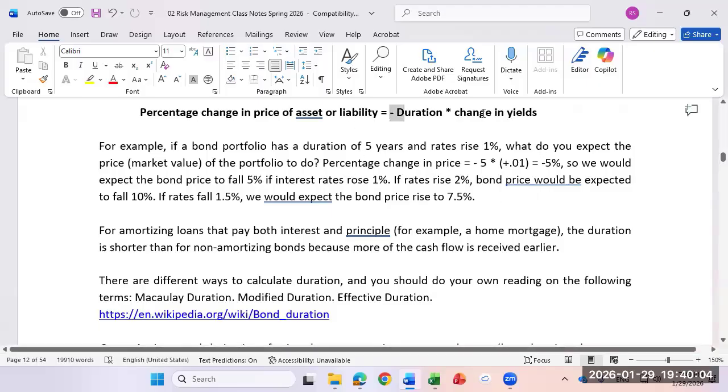So don't memorize this formula. This is a formula you should just know off the top of your head. That's not a very difficult formula though, is it? Pretty straightforward formula, minus duration times the change in yield.